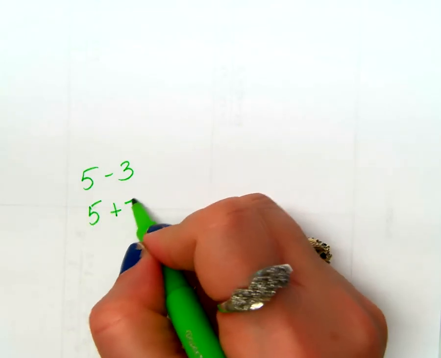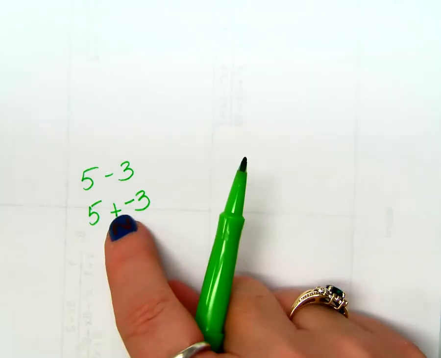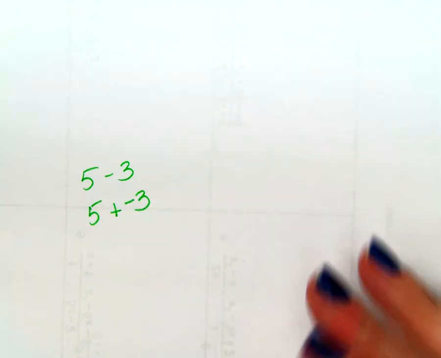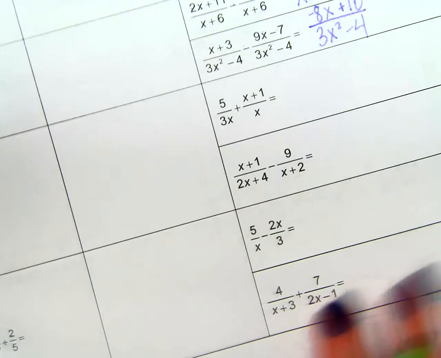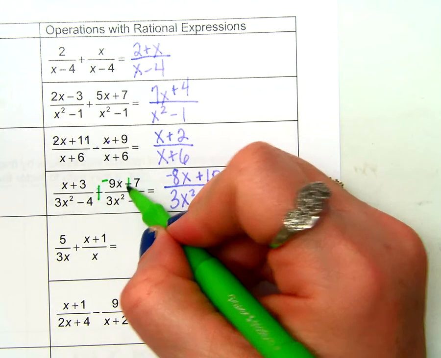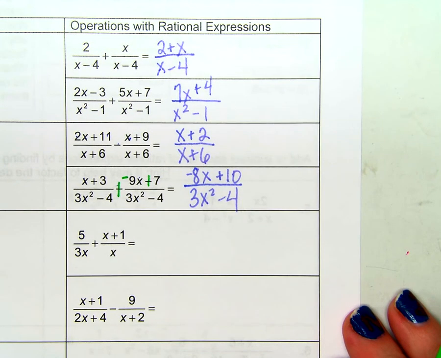5 plus a negative 3. Are those the same? No. Is adding the opposite similar to subtracting? I mean, you get the same answer, right? So what if I added the opposite of what was there? Would that help a little bit?